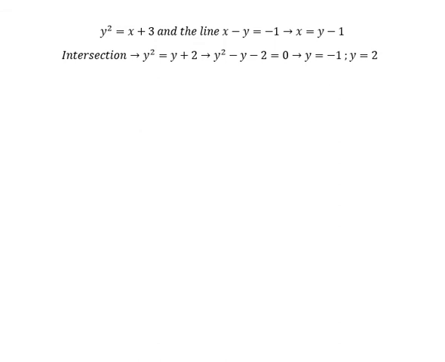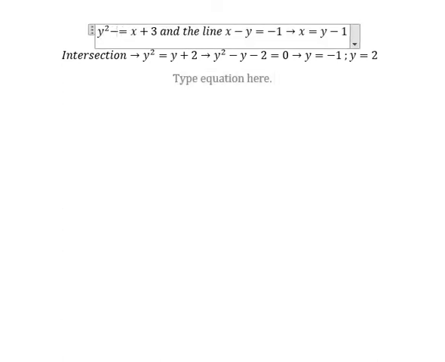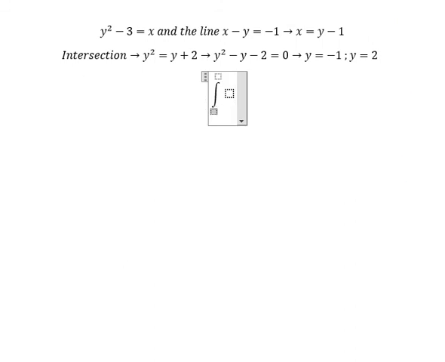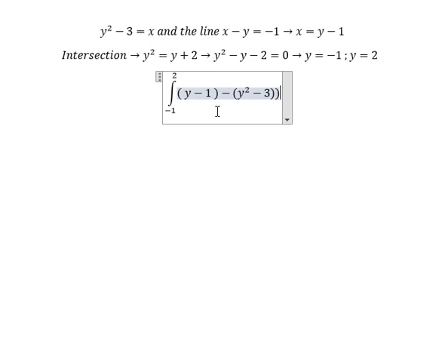So we want to find the area based on y in here. So we got x equal to this one. For this one, you put negative 3. Next, we know that if we look carefully, this one is above this one. So we have the integral in here from negative 1 to 2, of y minus 1 minus y squared minus 3, everything dy.